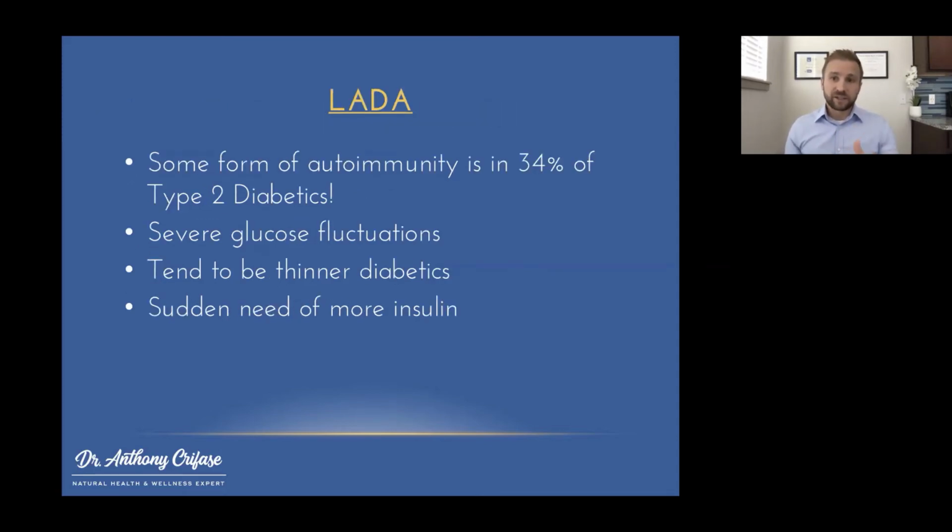So, as we just mentioned, with some form of autoimmunity and type 2 diabetics, you get severe glucose fluctuations. And these types of diabetics, these 1.5, these LADAs, they tend to be thinner diabetics, okay? And they so oftentimes suddenly need more insulin. So if you are working out or you've eaten a meal and your insulin should be at a certain rate, sometimes all of a sudden you have a high fluctuation. It's very, very common in these types of diabetics.